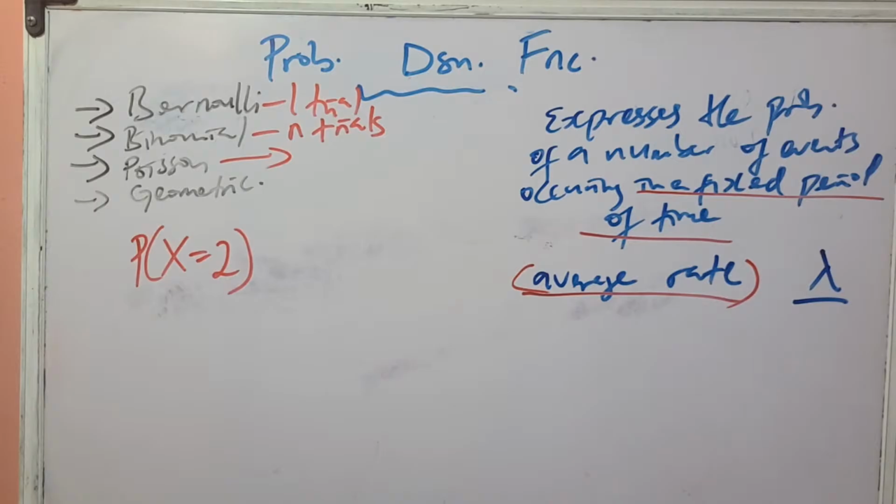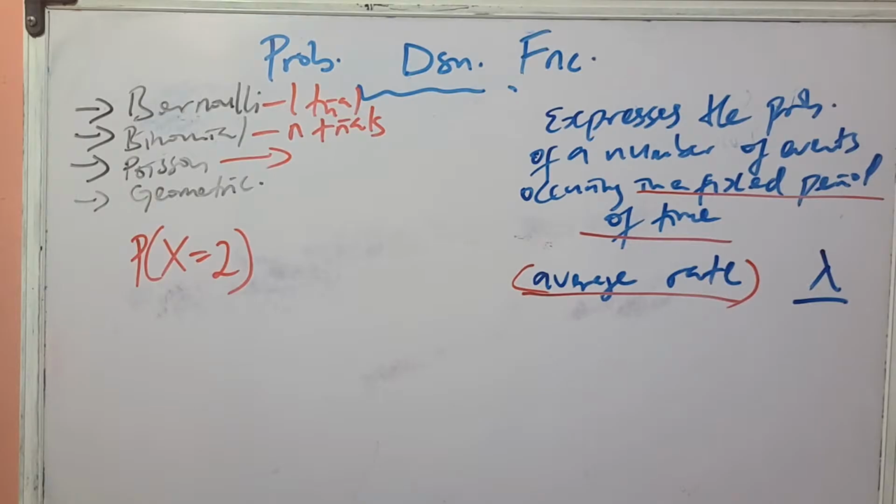Imagine you are counting the number of occurrences of an event in a given unit of time, distance, area, or volume. See an example now. The number of car accidents in a day. The number of hibiscus flowers in a square meter plot of land.